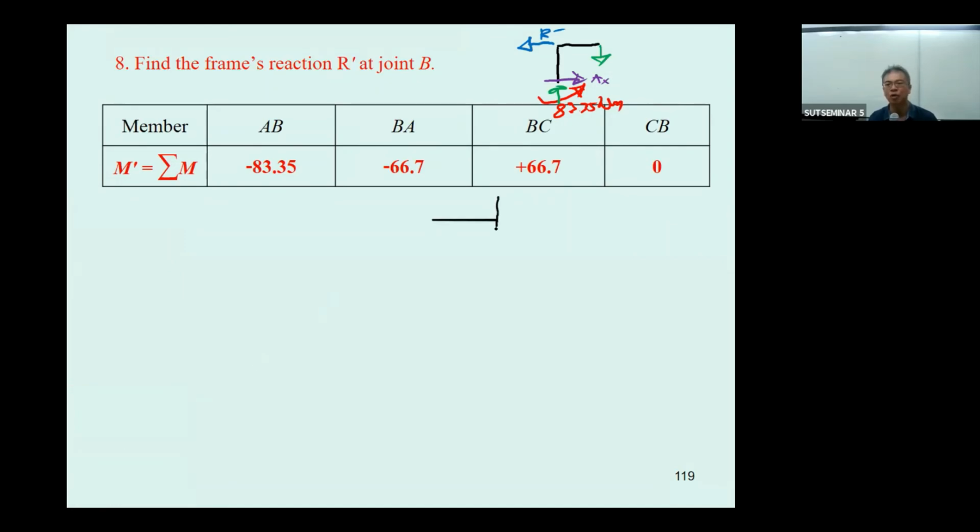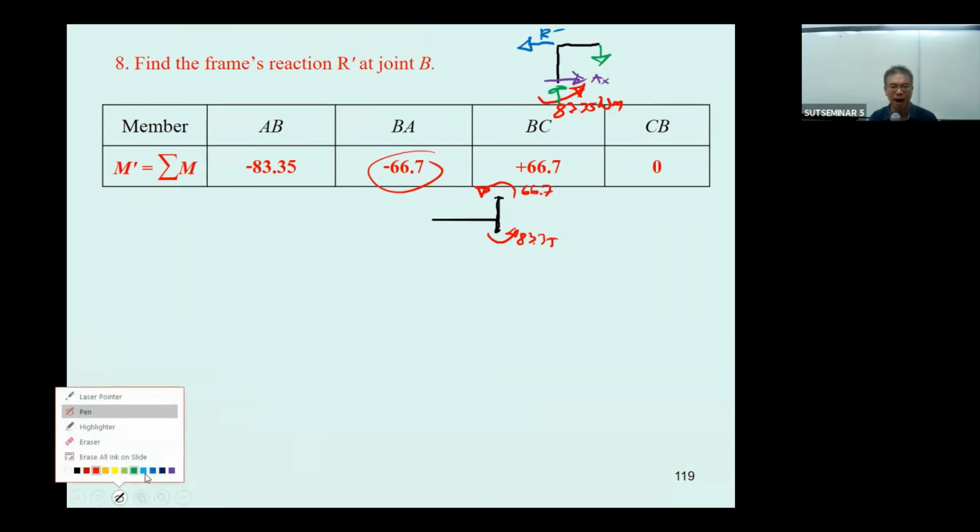You have to go back to the member, and you have what? You have 83.35 negative. And then you have this one for 66.7 negative. By doing this, you can see this is like this. So your A sub x must be in this direction, not this one. Must be in this direction. And you are also in the opposite direction if this is to be correct.